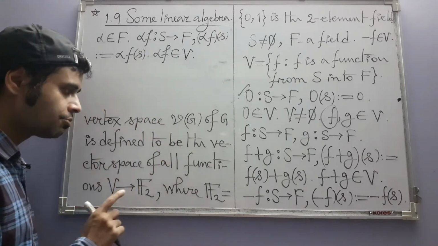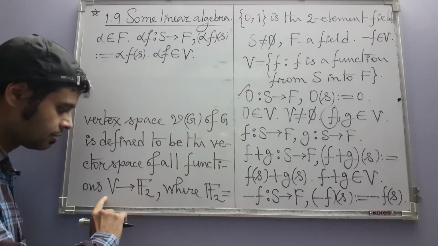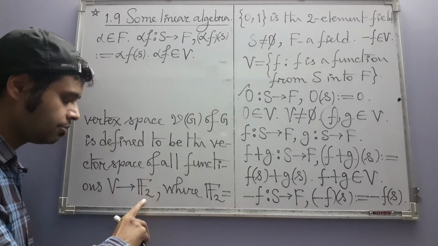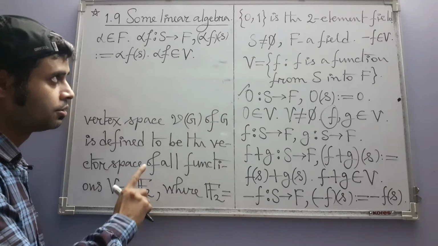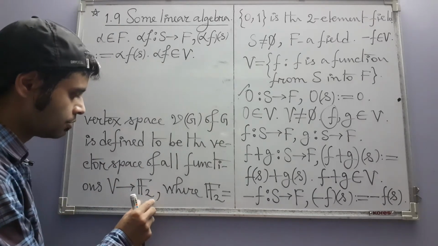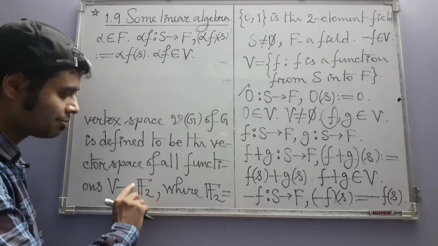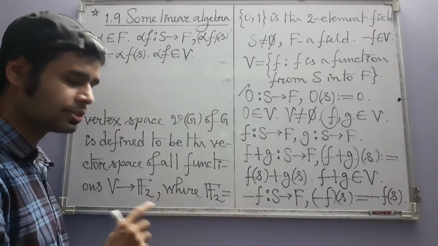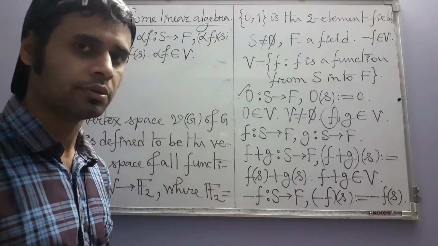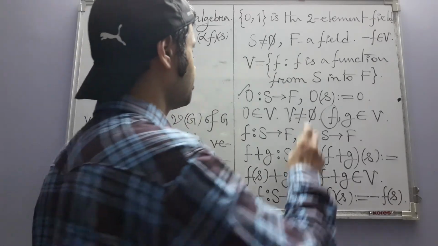Its elements are also functions, but here in place of S you have the vertex set of the graph, and in place of the field you have not just any field but the two element field having 0 and 1. Now for those of us who may have also forgotten what this field is all about, let me just say something briefly about F2 also. It's the smallest possible field.